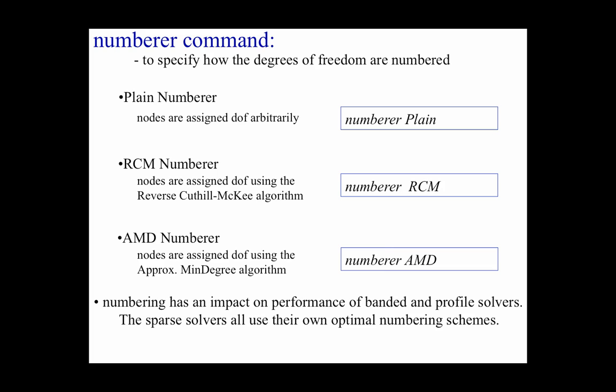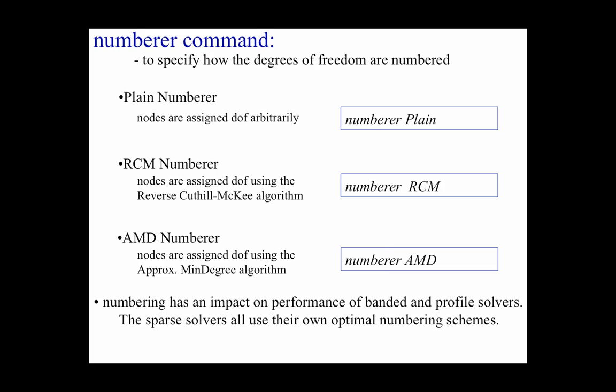The plain numberer could be used when using a sparse solver. Just use the plain numberer because the sparse solver does its own numbering scheme anyway. So it'll take whatever numbering scheme I give it and say, we don't like what you did. We do a lot better job. So we're just going to ignore the mapping you've given us. So they do their own. So use the plain when you're using a sparse solver.